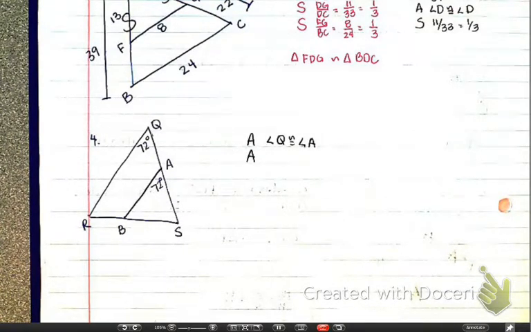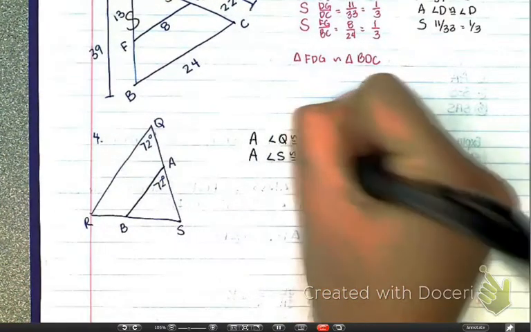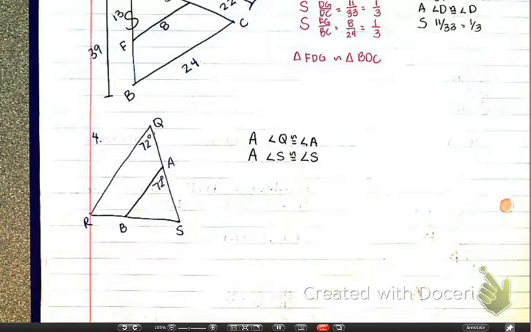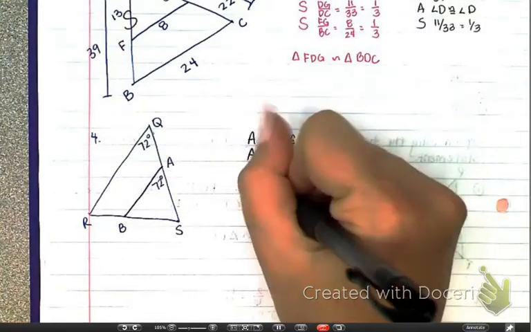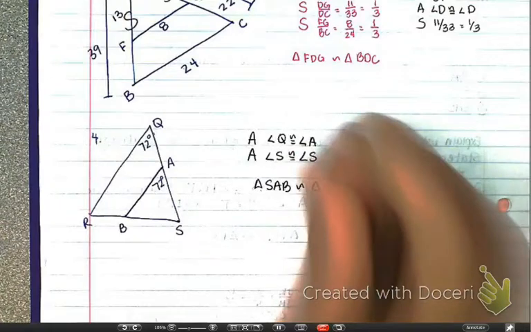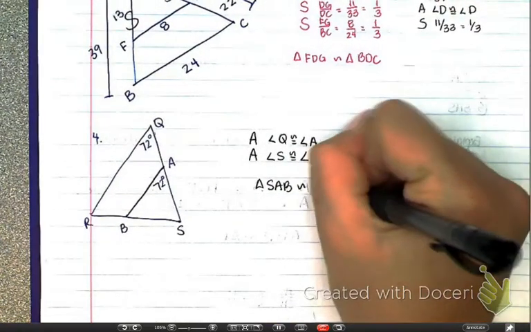What about another angle? Do you see another angle? S is congruent to what? Itself. They both share angle S. Angle is nice because all you have to do is find two angles quickly, right? A lot less work. All right, so what if I tell you triangle SAB? What is triangle SAB similar to? Good.